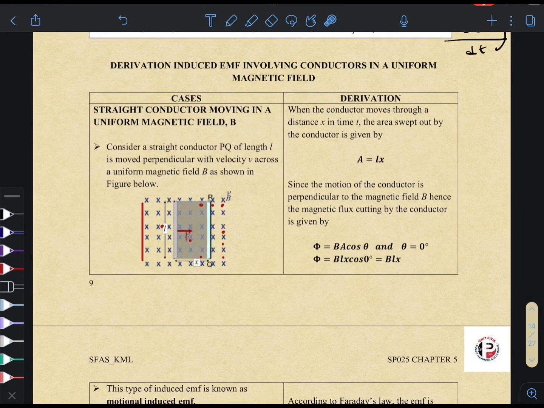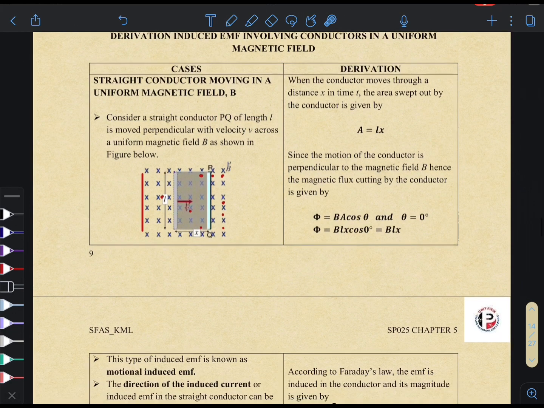Okay, next we are going to look at the derivation of induced EMF involving conductors in a uniform magnetic field. So what we are going to have is a straight conductor moving in a uniform magnetic field, and we're going to see how we induce the EMF for this case. Consider we have a straight conductor PQ of length L moved perpendicular with the velocity V across a uniform magnetic field as shown in the figure below.